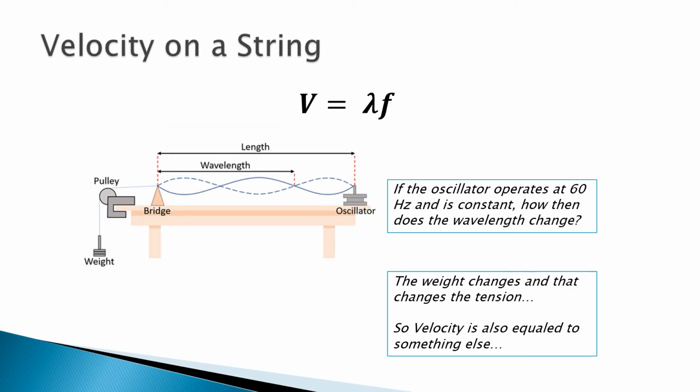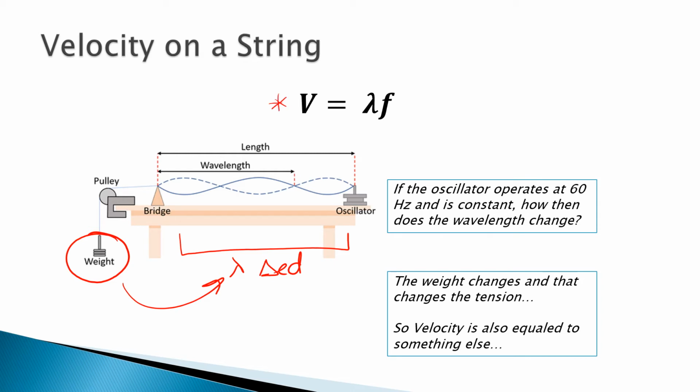So what you saw was as you added weight here, the wavelength changed. So the wavelength depended on the weight. So if we look up at the original equation we've got, if our frequency is 60 hertz and our wavelength changes, that must mean the velocity changes. And of course, the velocity is going to change based on that tension and that linear mass density.